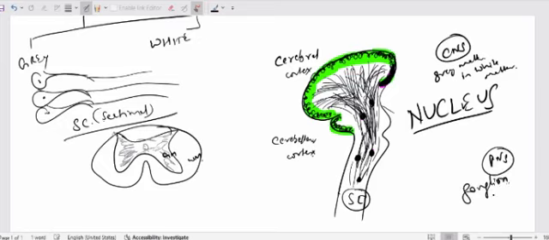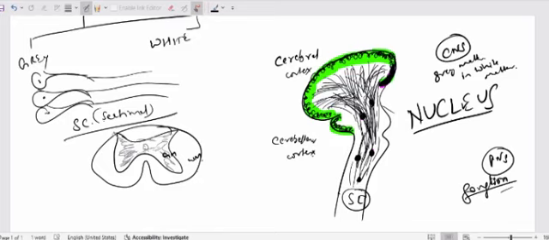So if I ask you what is the difference between nucleus and ganglion, what will you say? The nucleus is central and the ganglion is peripheral. Yeah, a nucleus is a pure collection of gray matter inside the white matter, but in the CNS.